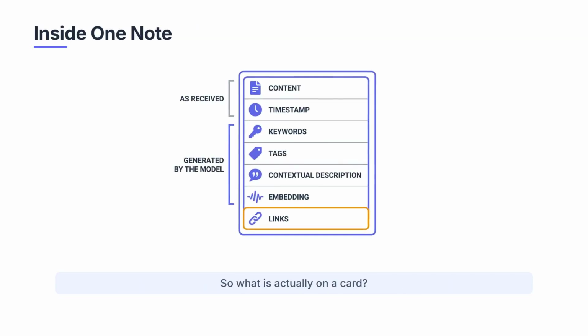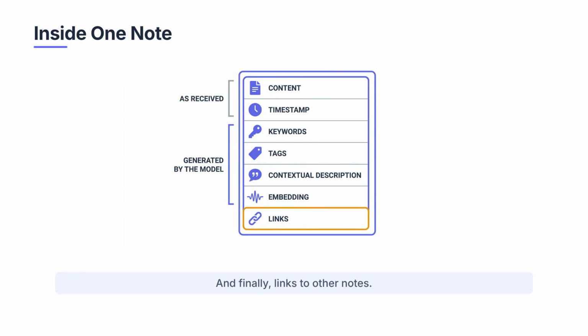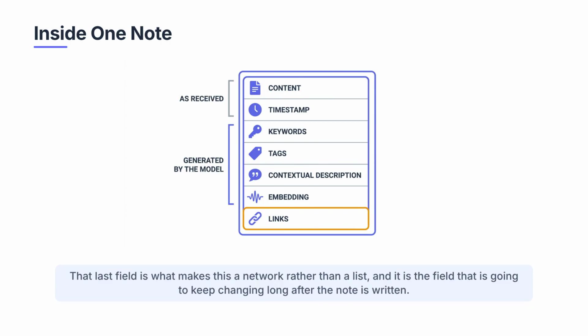So what is actually on a card? 7 things. The original content and its timestamp. Those are simply recorded as they arrived. Then 4 the model generates for you: keywords, tags, a 1-sentence contextual description, and an embedding computed over all of that together. And finally, links to other notes.